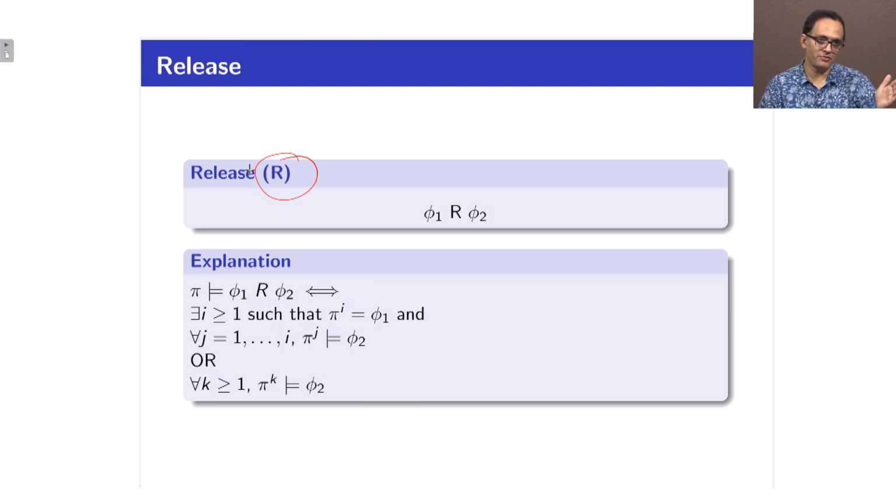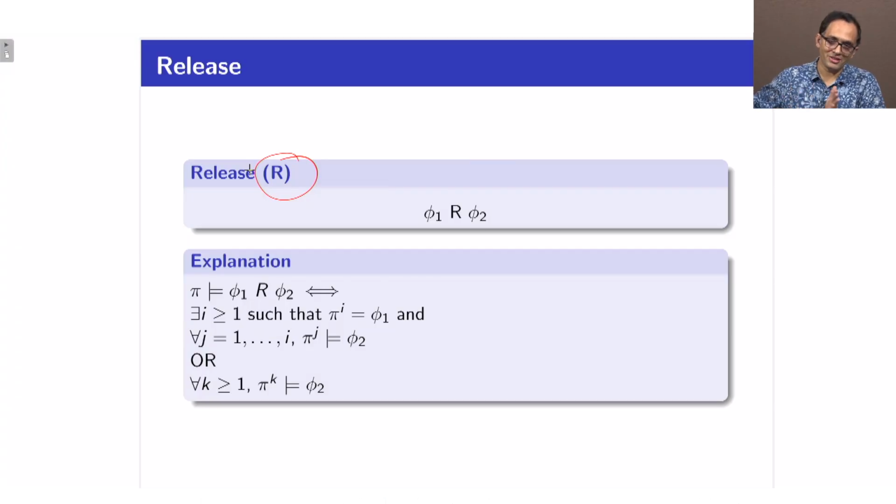Similarly, the release operator is just the opposite sense. Phi 1 until phi 2 means phi 1 keeps holding until phi 2 holds. Here, phi 1 release phi 2 means phi 2 is holding until phi 1 comes, so phi 1 releases phi 2. So that means you have the states.